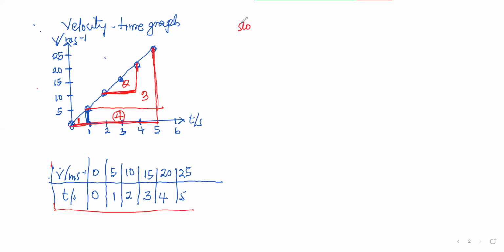So slope is change in vertical against change in horizontal. So vertical 5 minus 0, horizontal 1 minus 0. And so the answer is 5. Okay, so Nora, what do you think will be the SI unit of your slope? Meters per second squared. Okay, so meter per second squared.